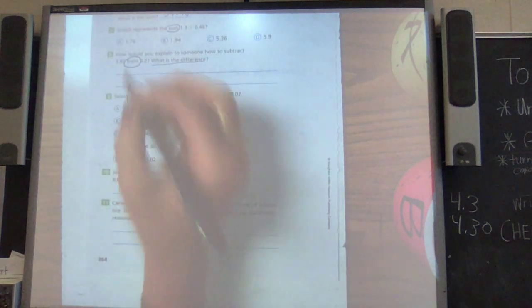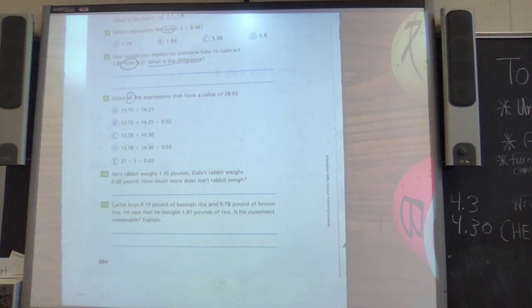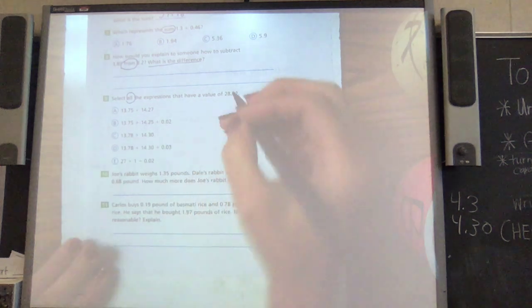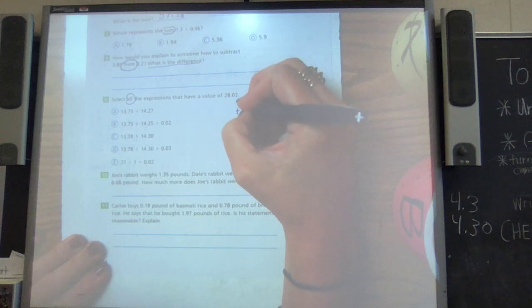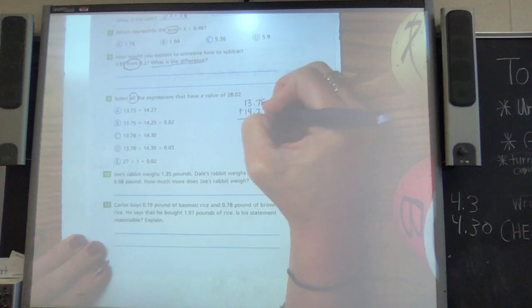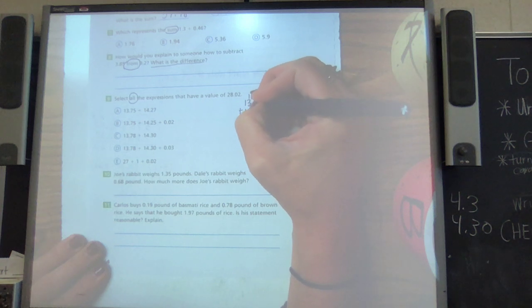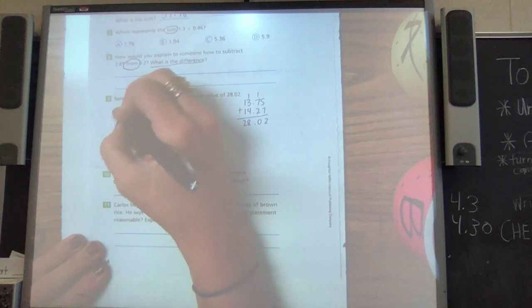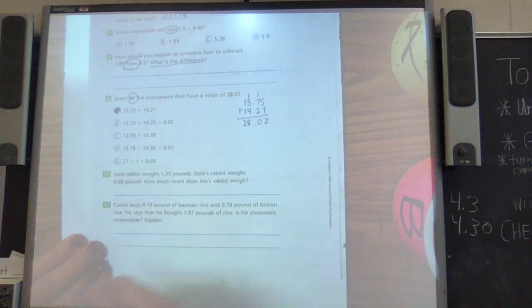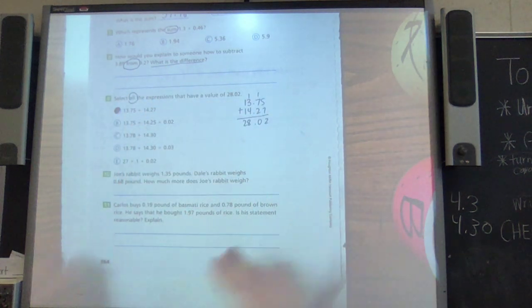Number 9 says select all the expressions that have a value of 28 and 2 hundredths. I'm going to do A. It says 13 and 75 hundredths plus 14 and 27 hundredths, and adding it up I get 28 and 2 hundredths. Yep. A works. Now you figure out B, C, D, and E and see if they work.